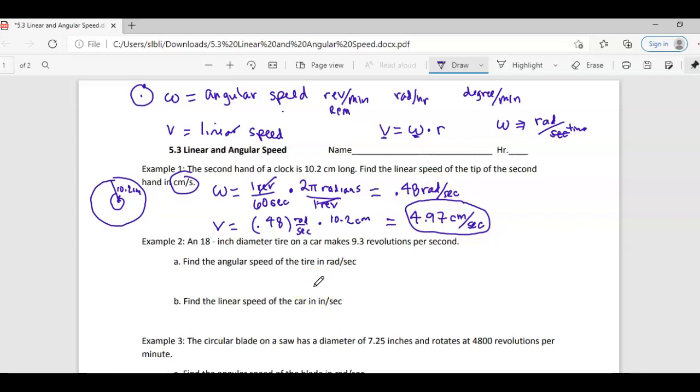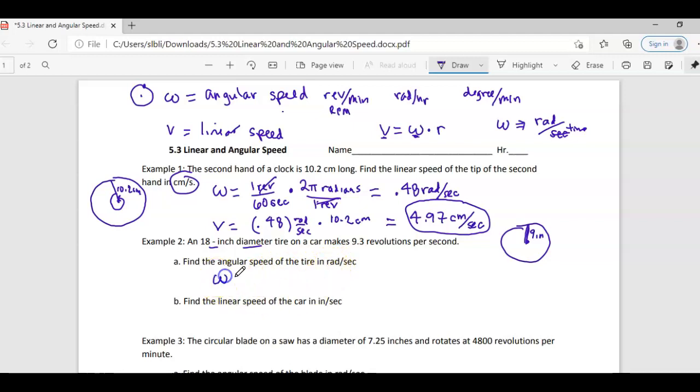So let's go ahead and look at number 2. So we have an 18-inch diameter tire on a car. So here's the tire here. It looks like the diameter is 18 inches, which means the radius is going to be 9 inches. It makes 9.3 revolutions per second. So it's turning around 9.3 times every second. That's pretty fast, right? So we're going to find the angular speed in radians per second.